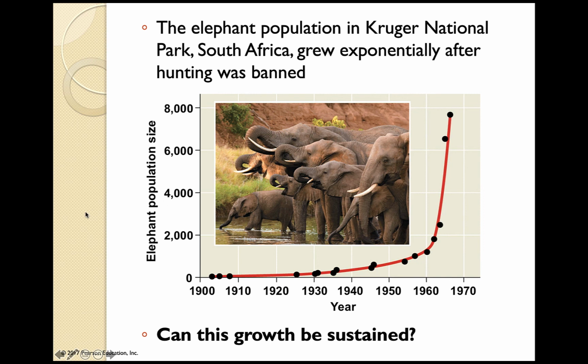So the question about exponential growth of populations is, can this be sustained? Can these elephants continue to double in size over and over and over again? What's going to happen eventually when there's so many elephants that they fill up the national park?